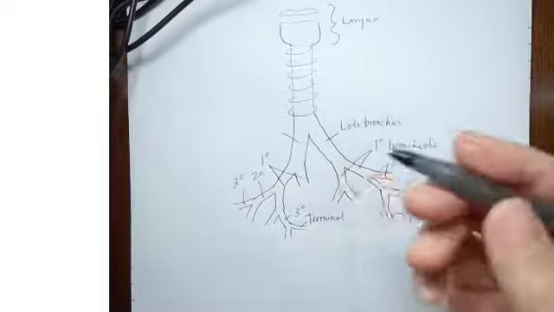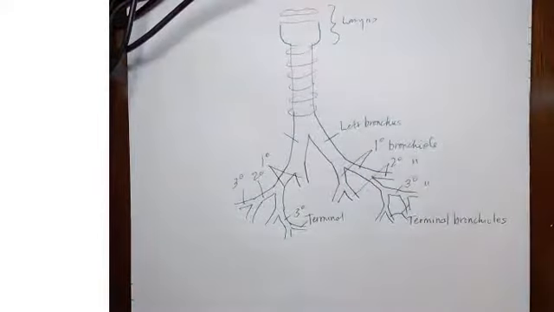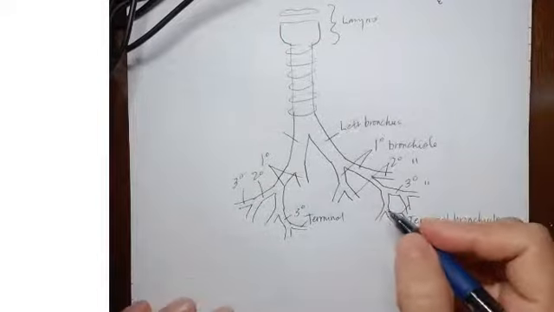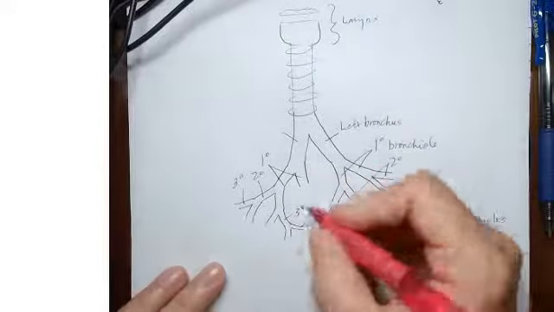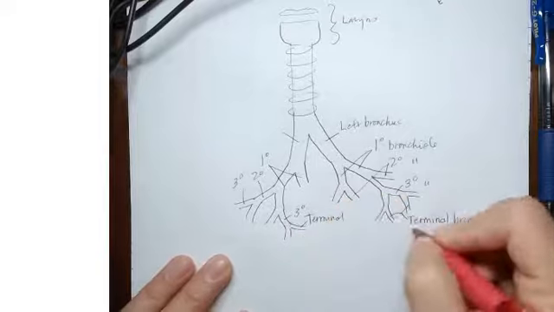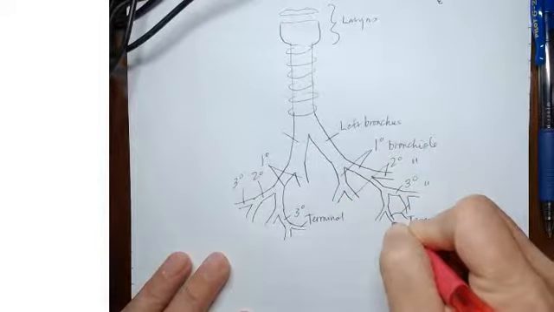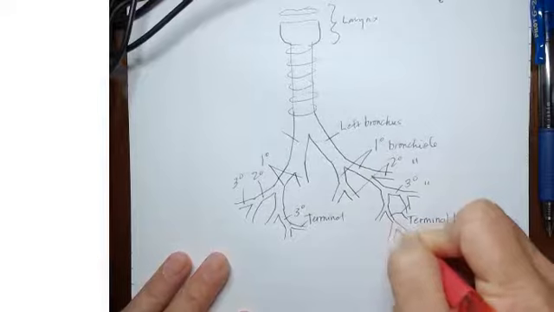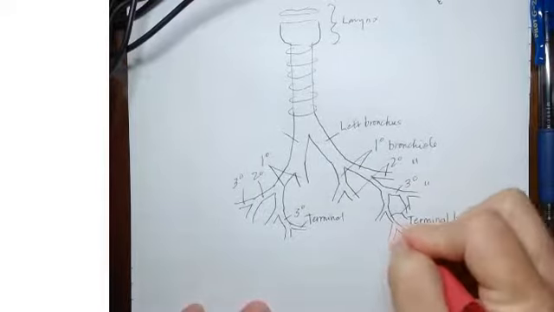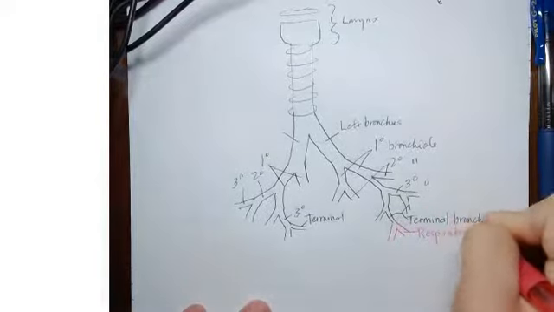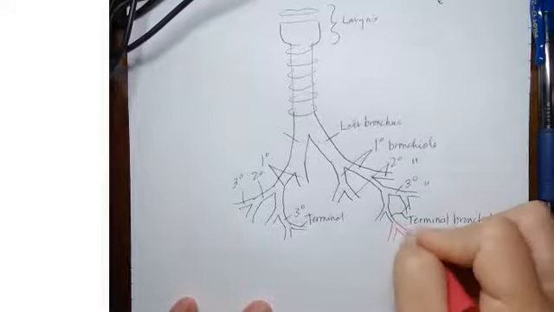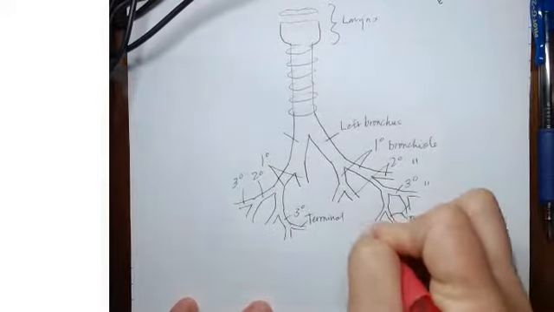Okay, now you need to get a different color. So I'm going to see if blue doesn't show up, maybe I'll use pink. From terminal, it's going to branch into these respiratory bronchioles. Okay, so it branches into respiratory.